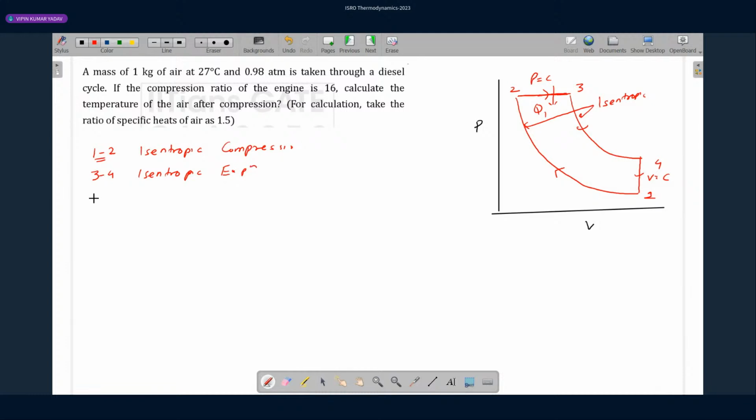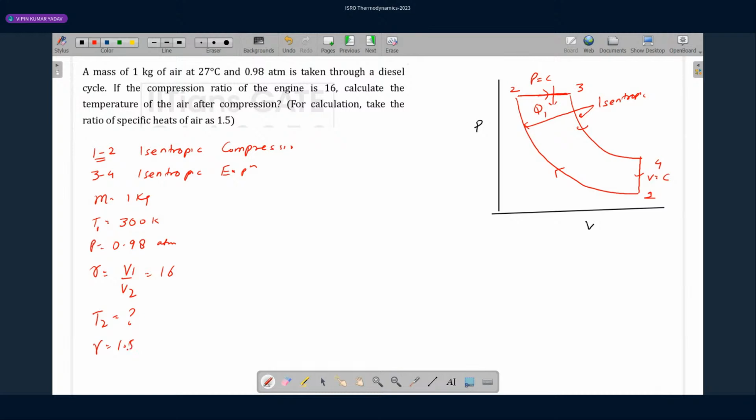Now what is the question saying? Mass of air is 1 kg, temperature is 300 Kelvin and pressure is 0.98 atmosphere, taken through the diesel cycle. Compression ratio R is given. What is R? V1 by V2, volume before compression divided by after compression, equals 16. Calculate the temperature of the air after compression. So T2 I need to calculate. T1 is given, and take gamma equals 1.5.